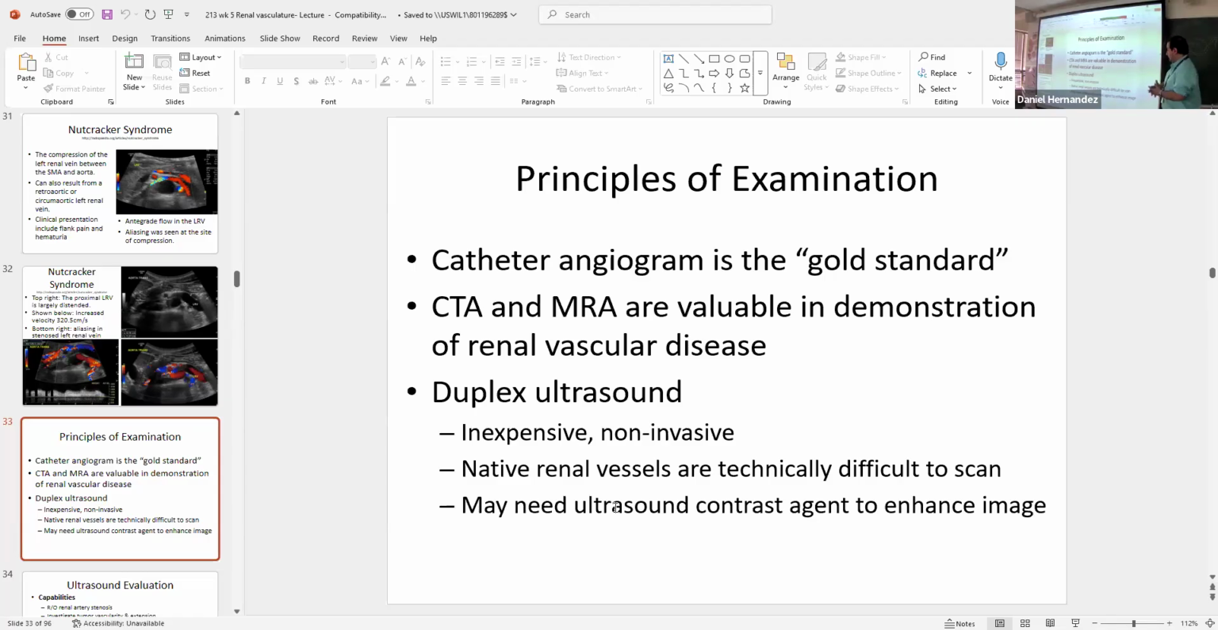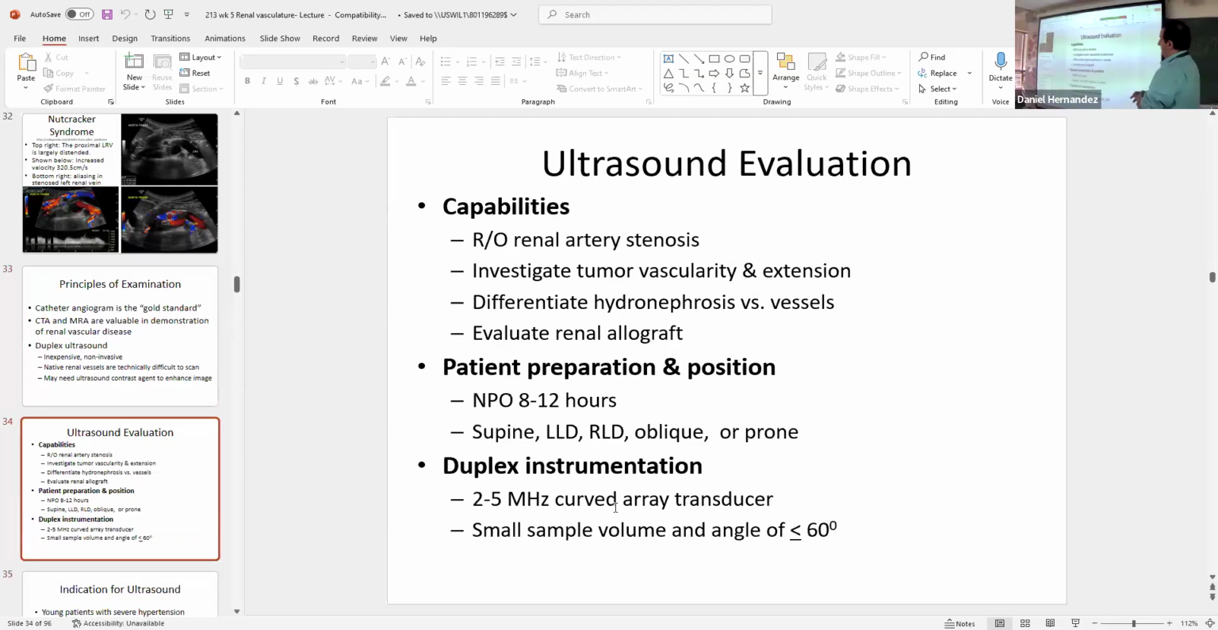Unfortunately, sometimes it's very difficult to scan, and takes a good deal of technical ability. So we may need ultrasound contrast agents to better assess these. Thankfully, our contrast agents are safe. They're not nephrotoxic. It's essentially just gas bubbles that help to better visualize the vasculature, the renal arteries in their entirety. We'll talk a little bit later in the semester about some of the contrast agents we use.